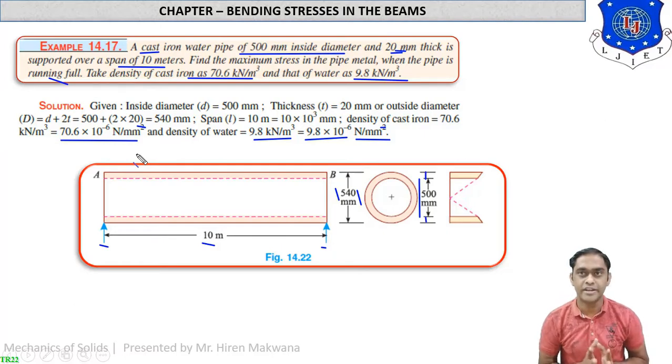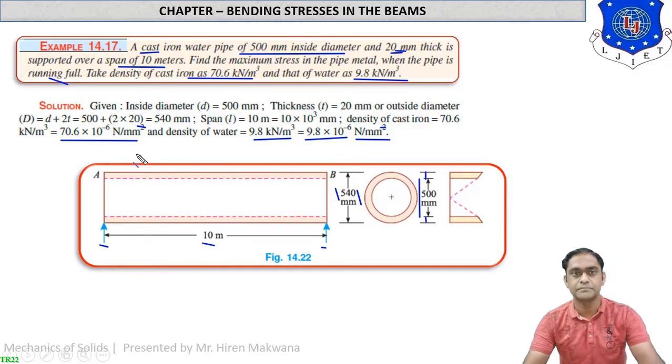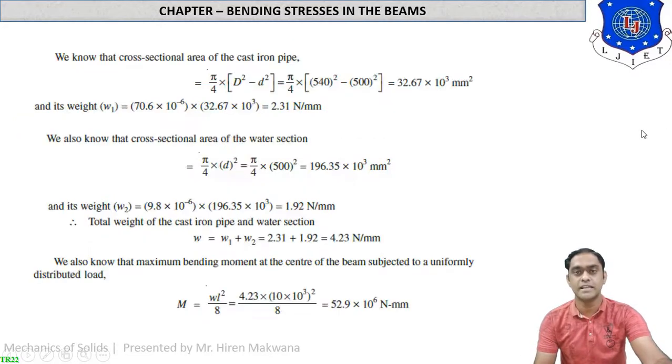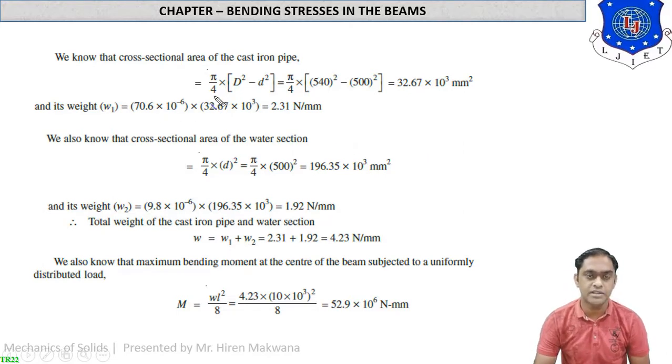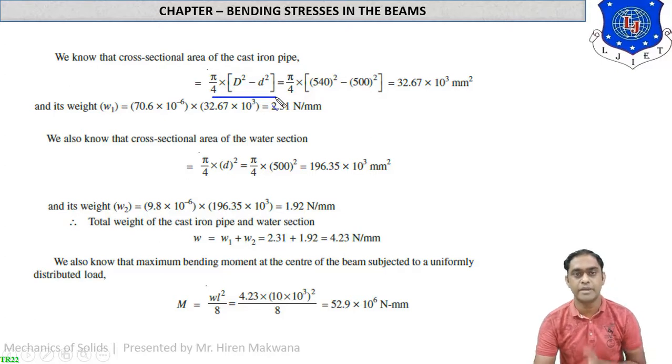We want to find the UDL first, which is acting on the pipe, or on the beam, which is simply supported. UDL first is W1, the weight of the pipe, W2 for the weight of the water, and adding W1 and W2 we will get the total UDL on the pipe. So let us now see the calculation. First we are starting with the cross section area. The hollow pipe is there, so the cross section area will be pi by 4 times (D square minus d square).